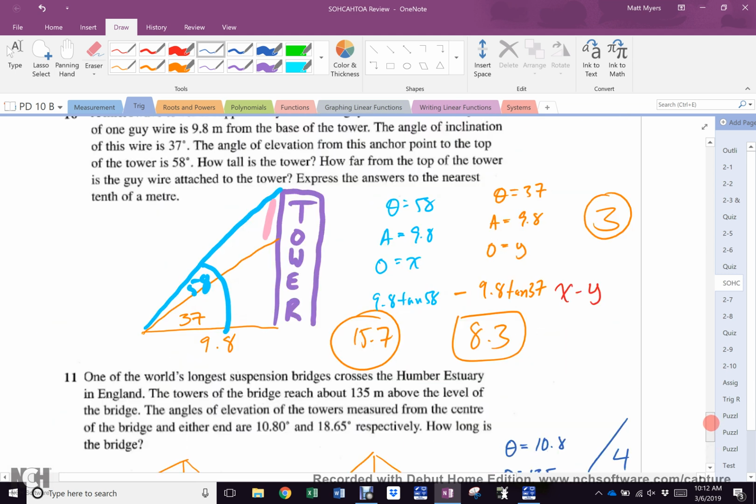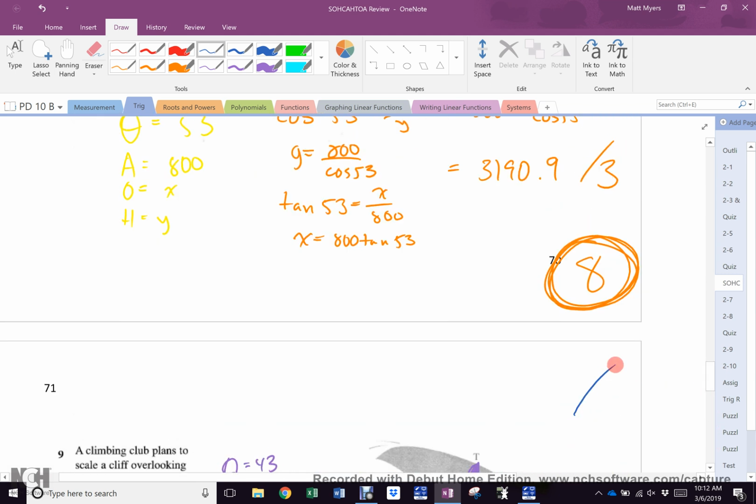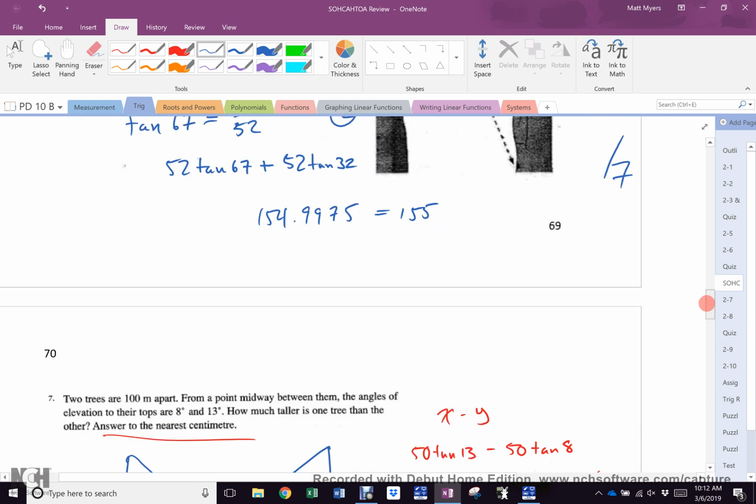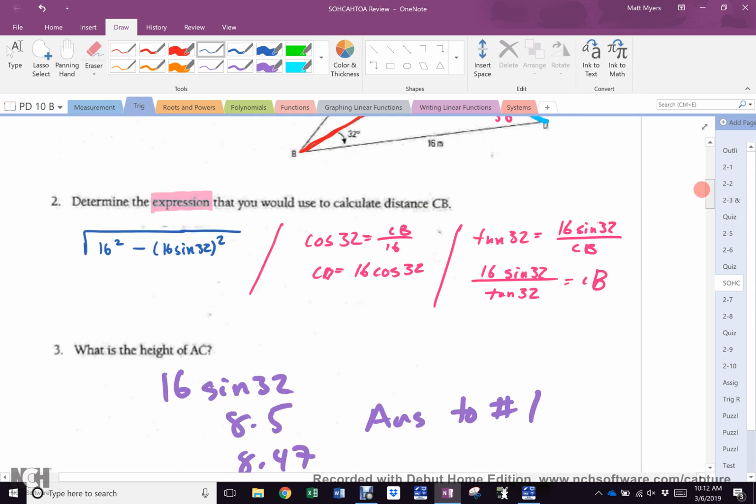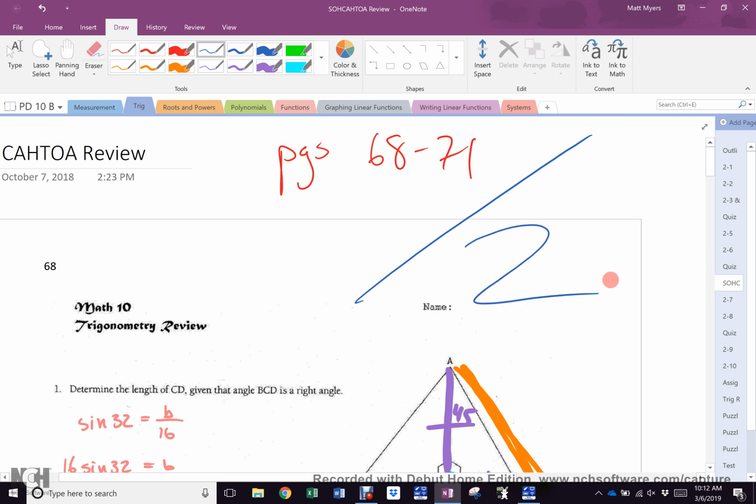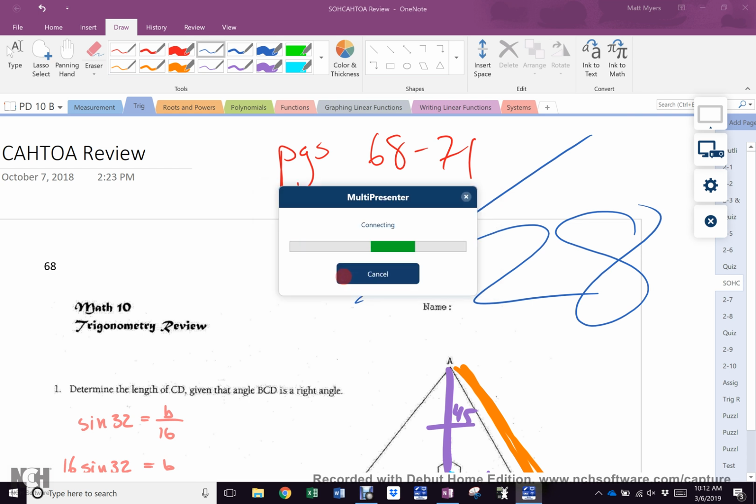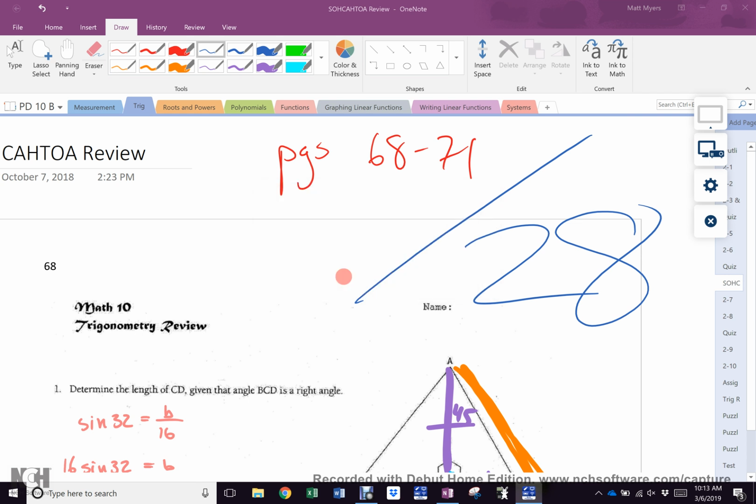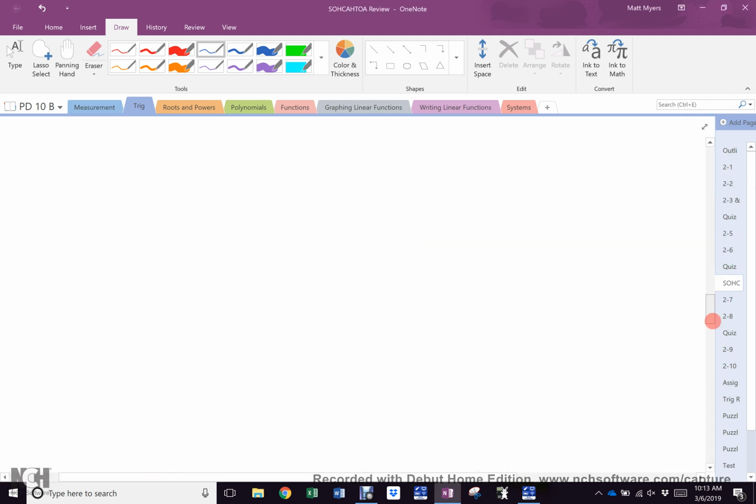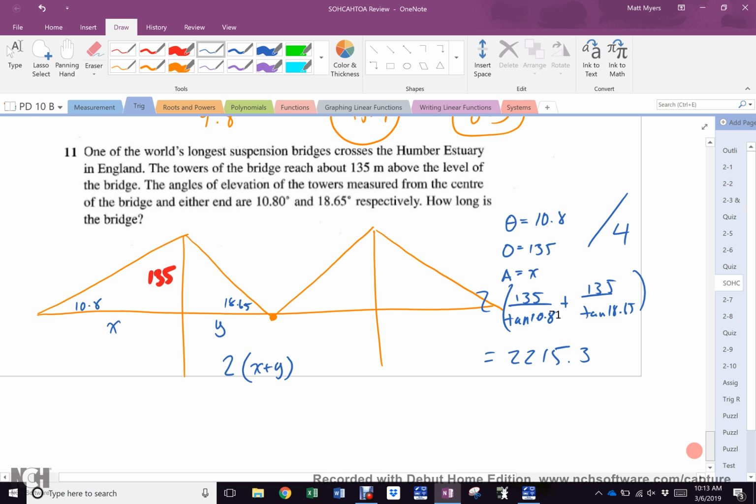Making that page out of 4, 7, 9. 9 and 8 is 17, and 7 is 24, and 4 is 28. Wait, what was the final answer? 2,215. So, 28. Then you would lose 1 mark. I would give you 3 out of 4 if you forgot to multiply by 2.